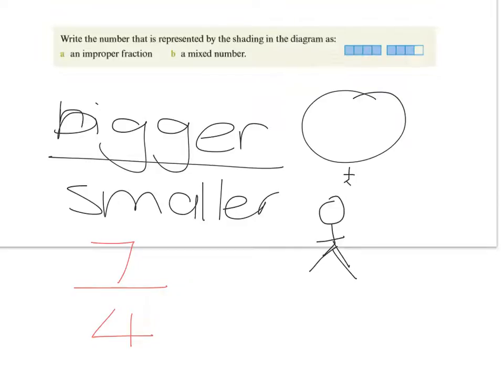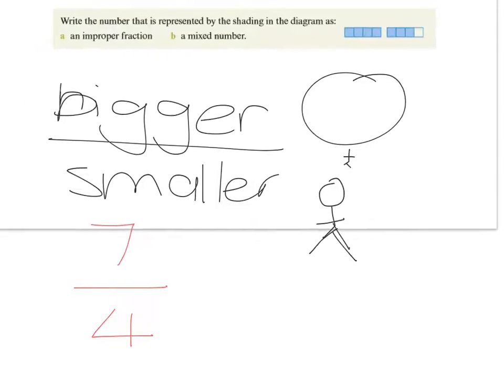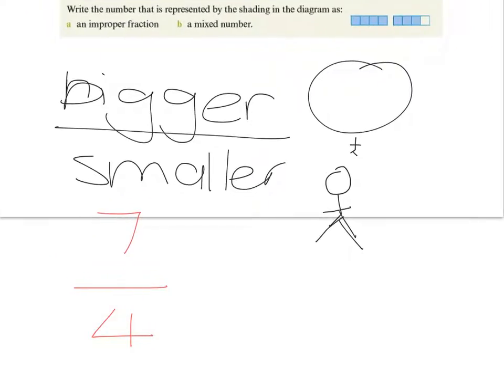Now it says it wants a mixed number. Now a mixed number is something like this. It's a big number, so it will be a 2. Oh, excuse me, let's move my pen on. We say a 2, and then a fraction next to it.